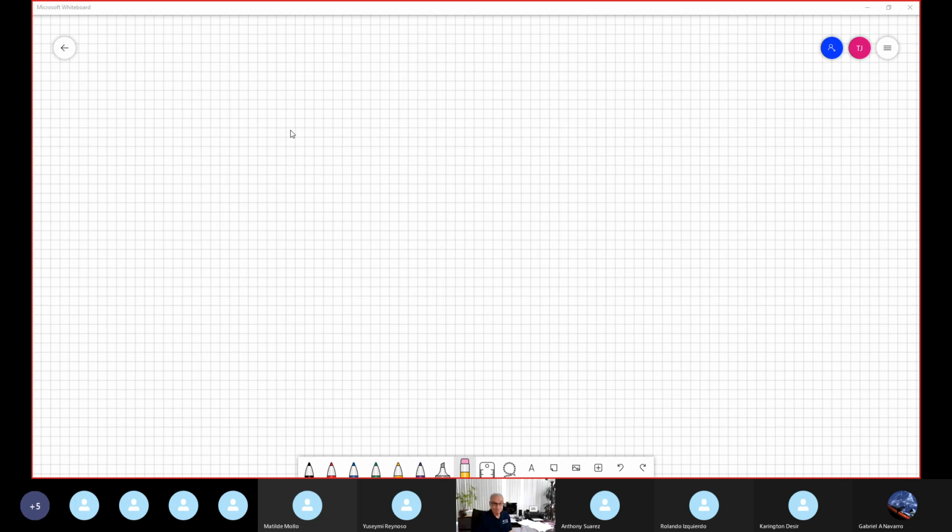Example 2. Sorry, do you see the whiteboard? Yes, we see it. Okay, entonces 16y squared minus 9x squared equals 144. Suppose in the text I put something like that.